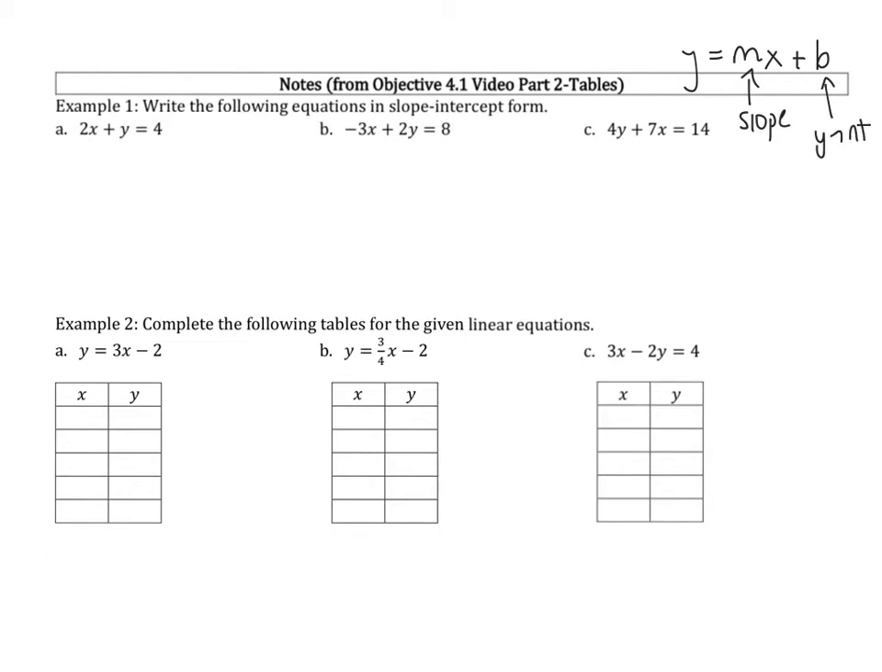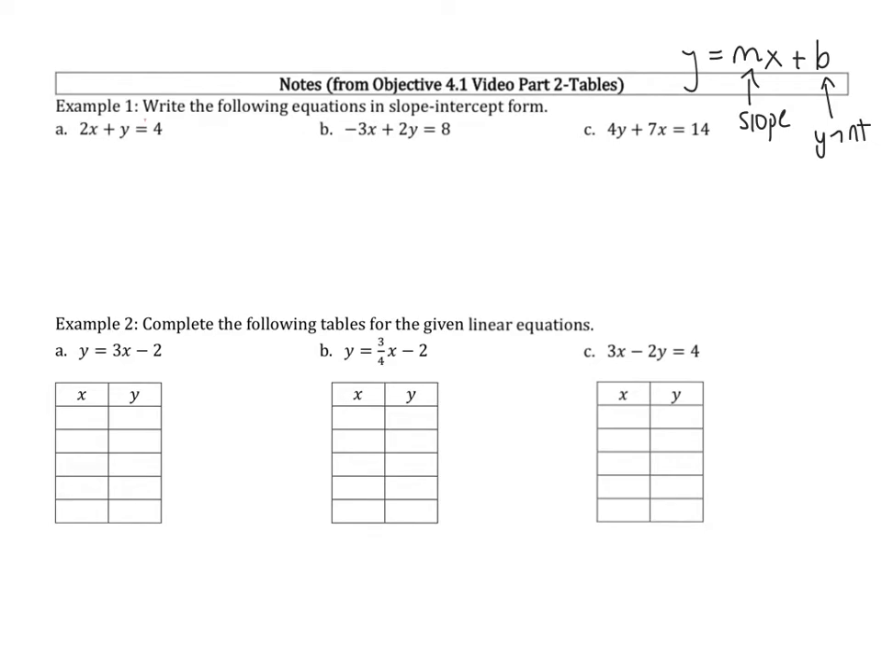When you see the phrase, write the following equations in slope-intercept form, you should automatically think, I need to solve this equation for y. So let's talk about how to do that. On example 1a, we're trying to get y by itself. This is going to be very similar to solving equations when we just have one variable. The only trick is that your answer is going to have a variable in it.